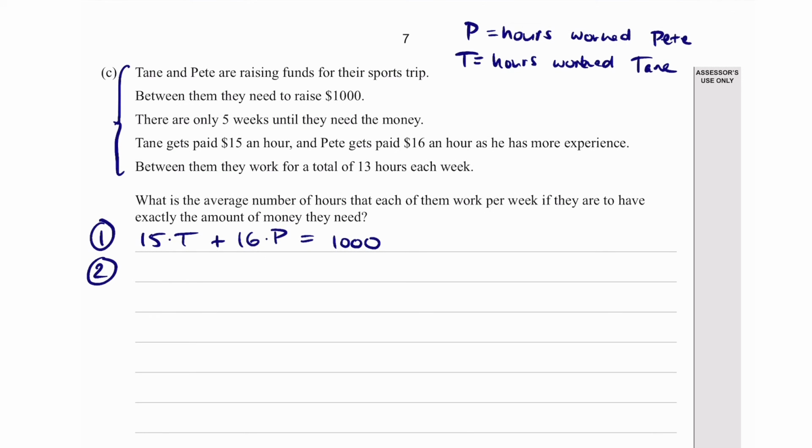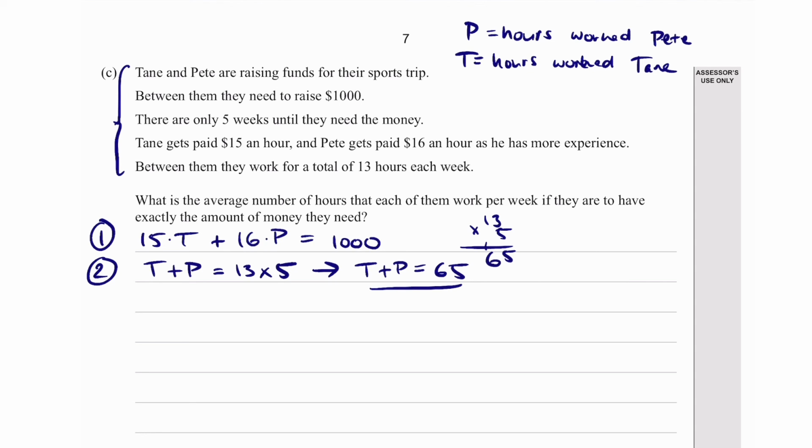Between them, they work for a total of 13 hours each week. Now, we know that they're going to work for 5 weeks. So essentially, the hours worked, so T plus P needs to equal 13 multiplied by 5. T plus P is equal to, what is 13 times 5? It looks like it is 65. So T plus P is equal to 65.